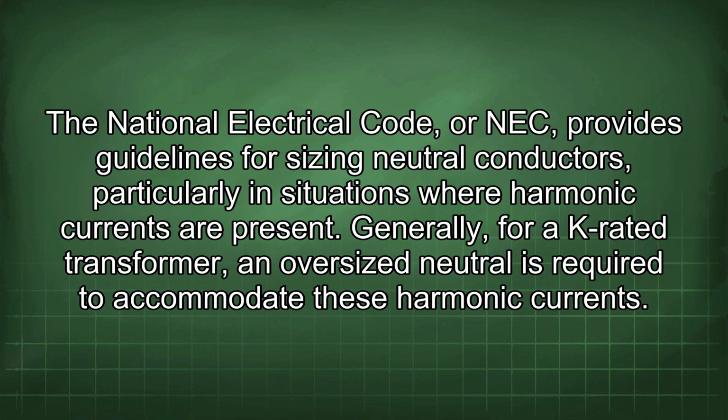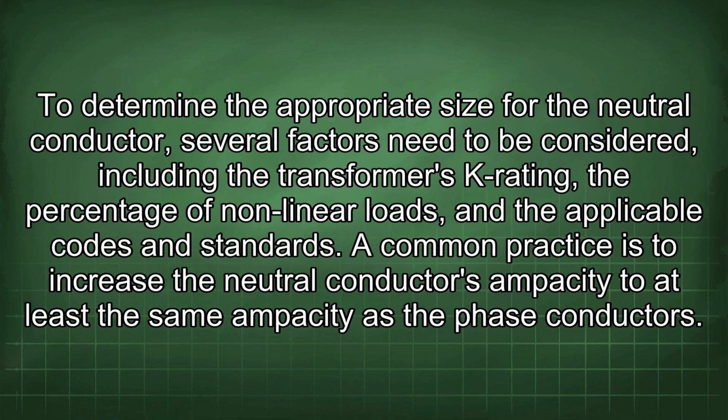The National Electrical Code, or NEC, provides guidelines for sizing neutral conductors, particularly in situations where harmonic currents are present. Generally, for a K-rated transformer, an oversized neutral is required to accommodate these harmonic currents. To determine the appropriate size for the neutral conductor, several factors need to be considered, including the transformer's K rating, the percentage of nonlinear loads, and the applicable codes and standards. A common practice is to increase the neutral conductor's ampacity to at least the same ampacity as the phase conductors.